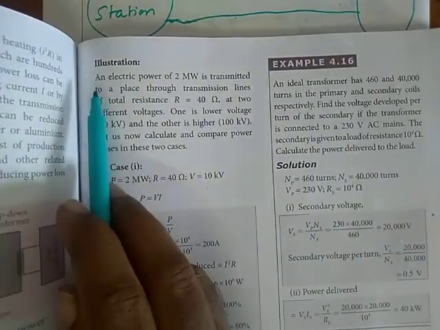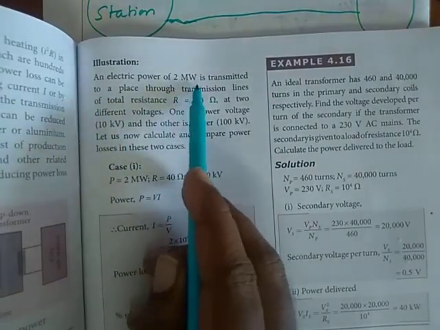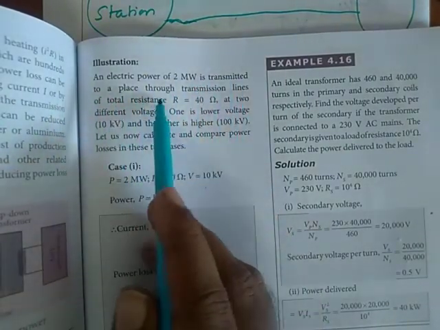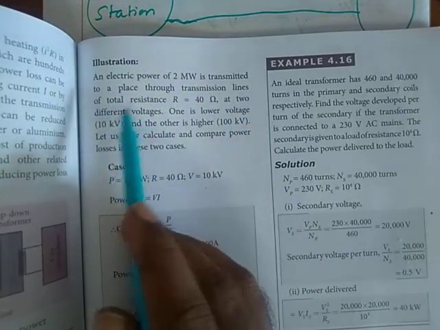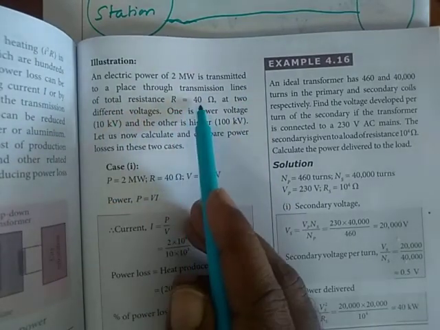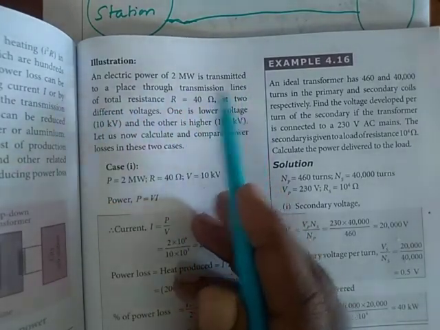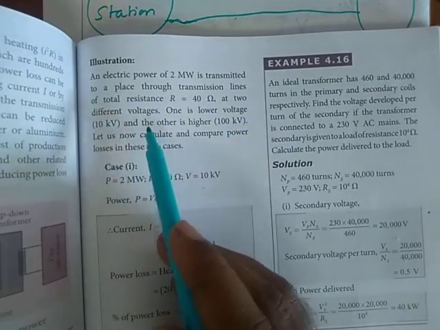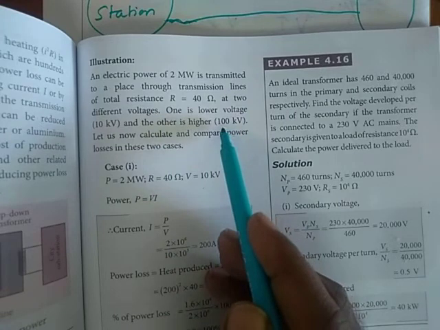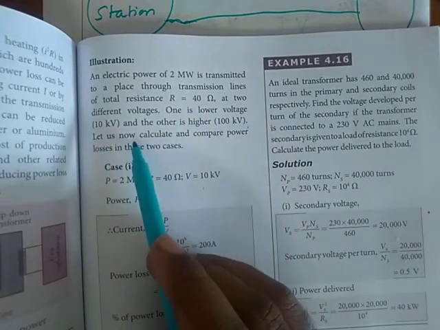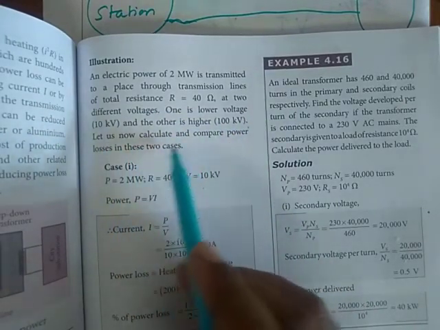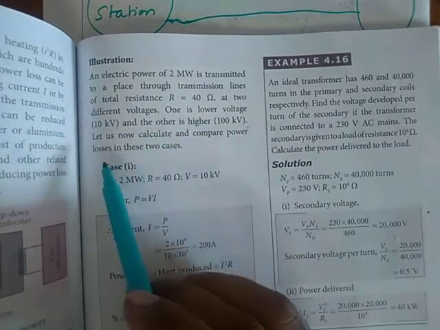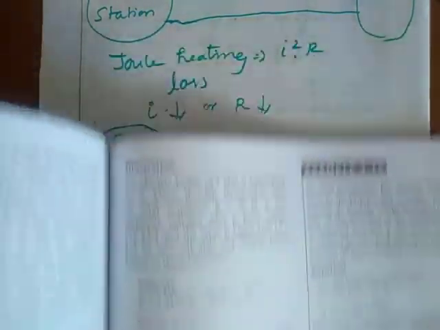See, an electric power of 2 megawatt is transmitted to a place through a transmission line of total resistance R equal to 40 ohm at two different voltages. One is lower voltage, that is 10 kilovolt, and the other is higher, 100 kilovolt. Let us now calculate and compare the power loss in the two cases. Okay, it is an easy one.